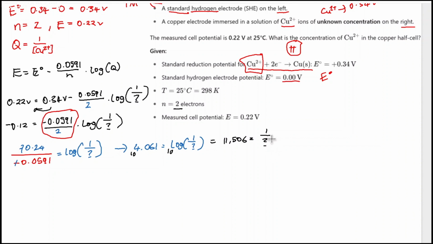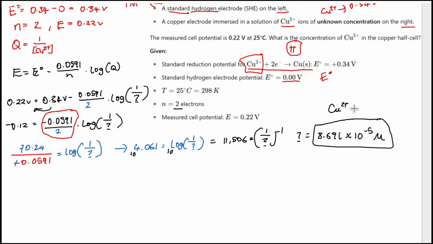And now to find the question mark, we just flip the two, take both sides to the negative 1 power. That's easier because it's a reciprocal. And when you do that, you get question mark is equal to 8.691 times 10 to the negative 5. You can leave your answer in moles because that's what we're looking for, a concentration. So we just found the concentration of copper 2+ in this reaction.